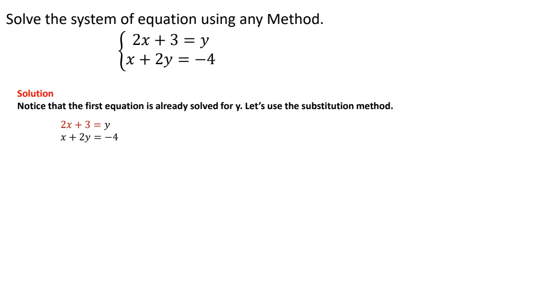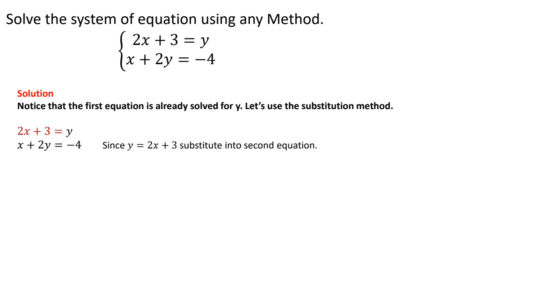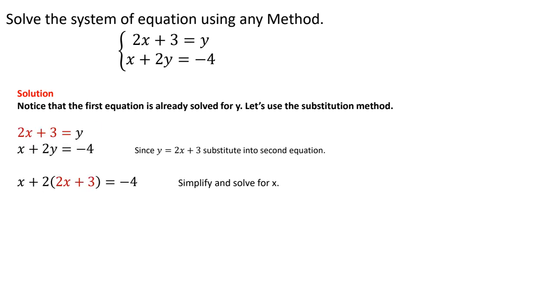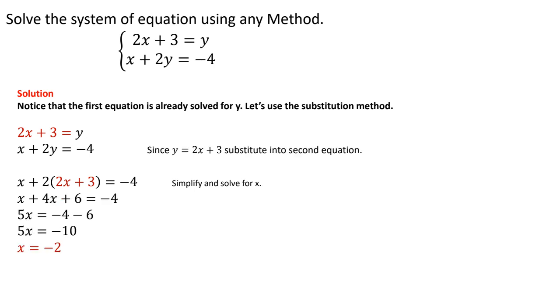So the second equation is x plus 2y equals minus 4. Again, everywhere I see y, I'm going to plug in the 2x plus 3. So when I do this, let's go ahead and simplify. The first thing I need to do is distribute the 2. So when I distribute the 2, I get x plus 4x plus 6 equals negative 4.